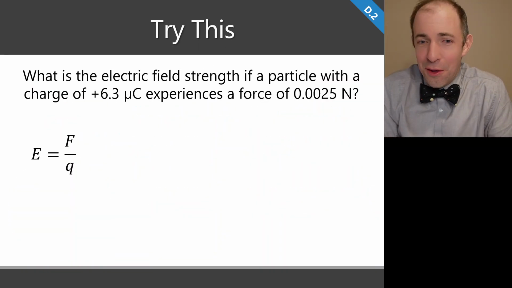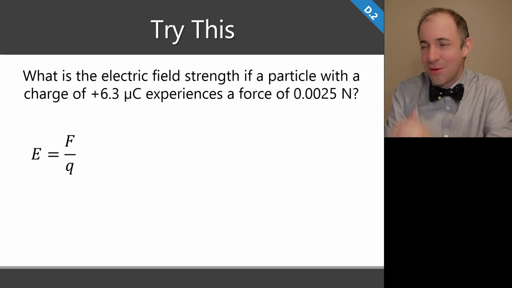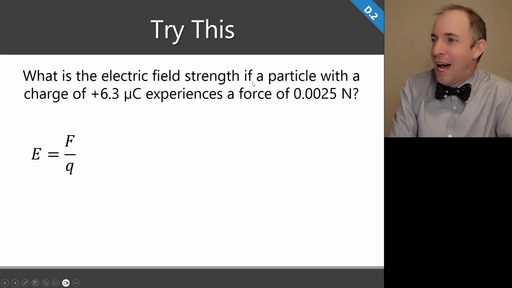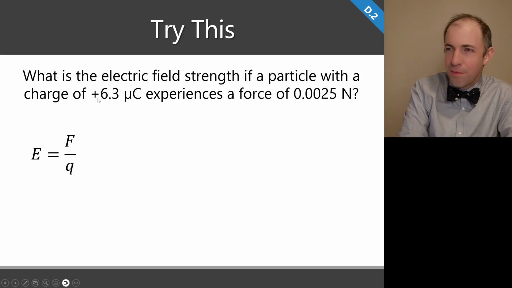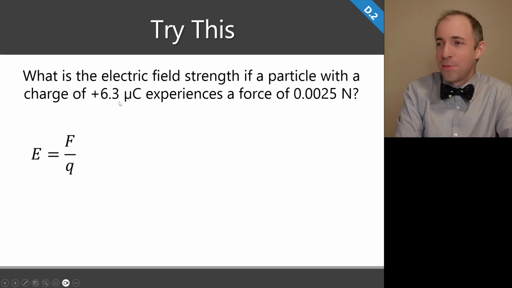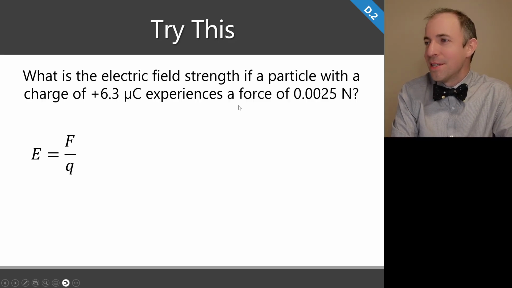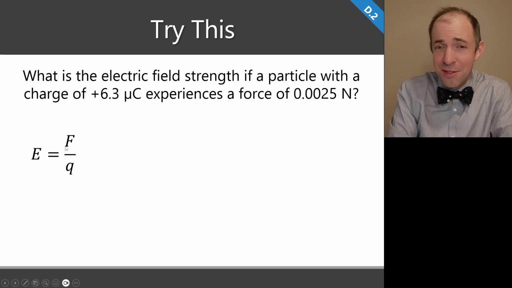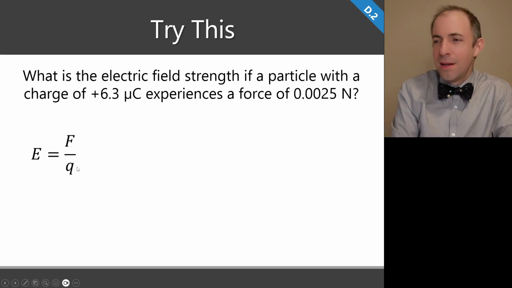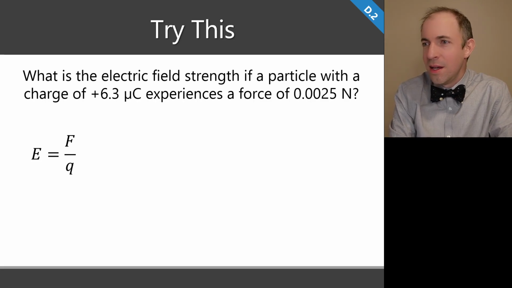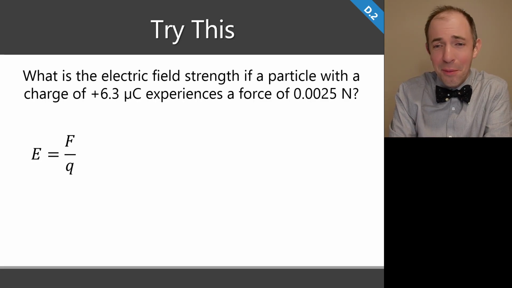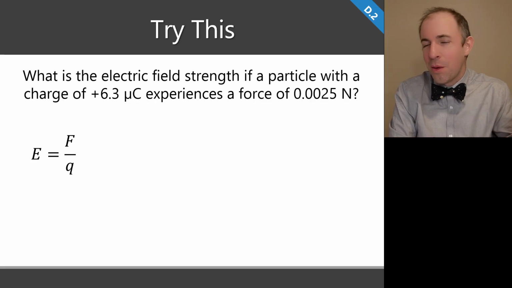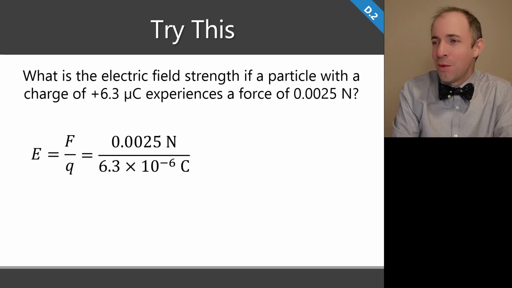Now, there are other ways that we can talk about force field strength. Here's an electric field strength of a particle that has a charge of 6.3 microcoulombs, experiencing a force of 0.0025 newtons. There's an equation in the data booklet that says E is equal to F over q. Well, we know a force and we know a charge. We can calculate what E is, just making sure that we're converting things to the right units.